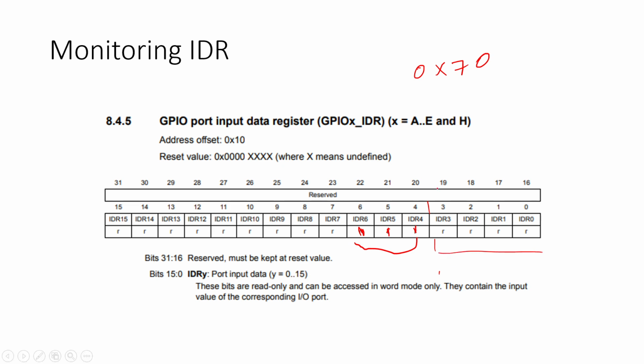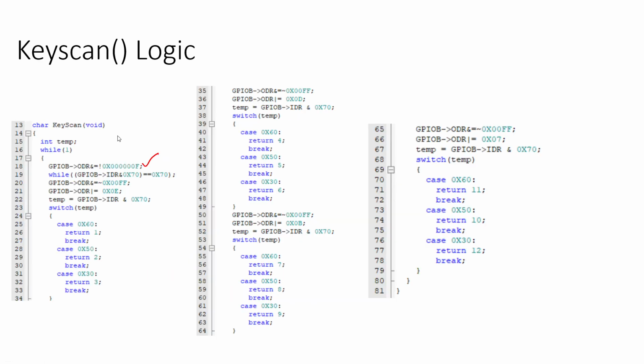So 0x70. Now what we are doing is, until any key is pressed, that is, if the IDR value is still 0x70, we will be waiting here. It is a simple bodiless while loop, so we'll be hanging here until someone presses a key. What does this AND do? It simply copies the values of the register at the corresponding positions that we need. So we need the position 0x70, and whatever value is there, it will be copying.